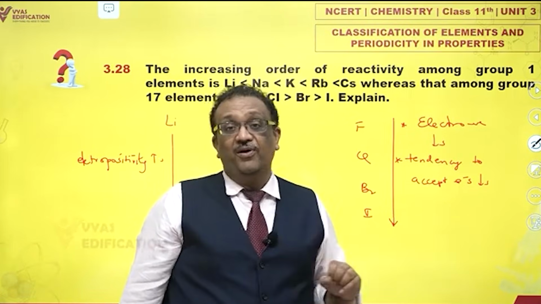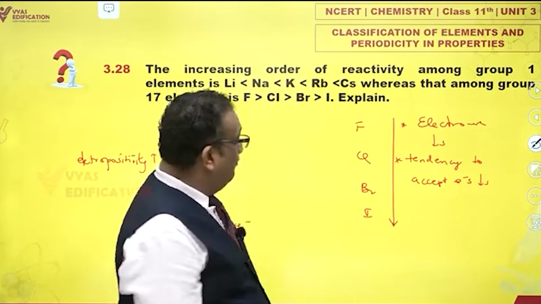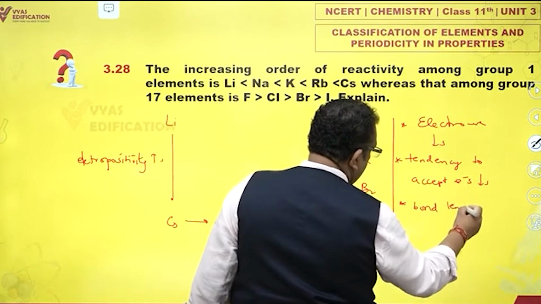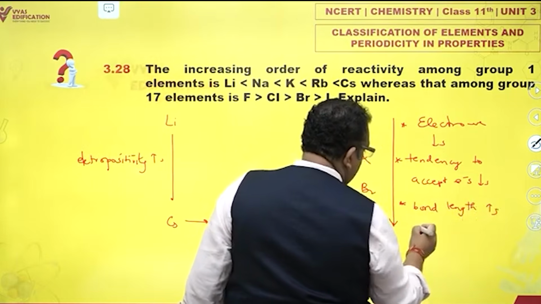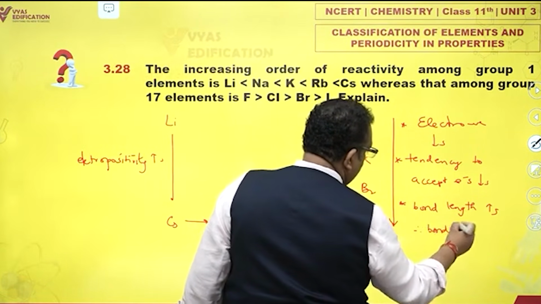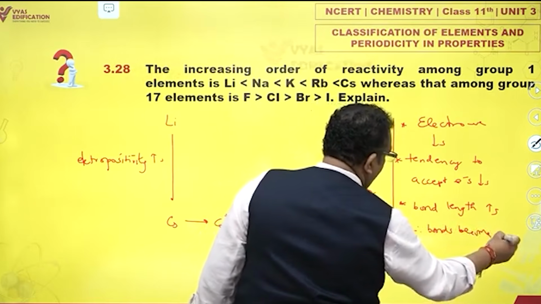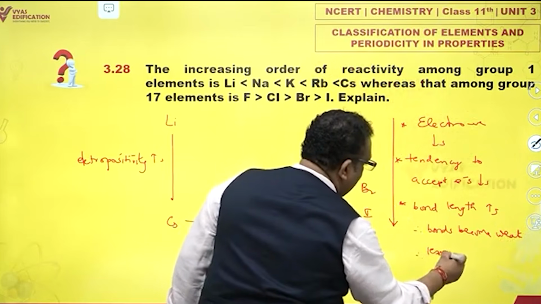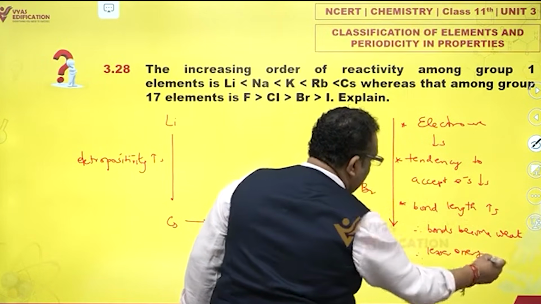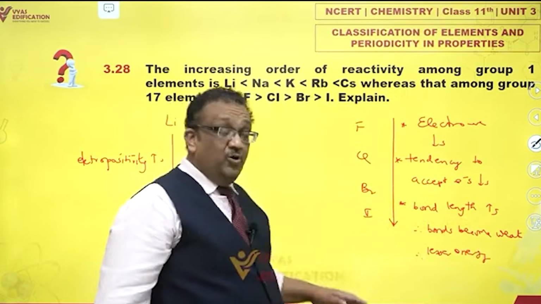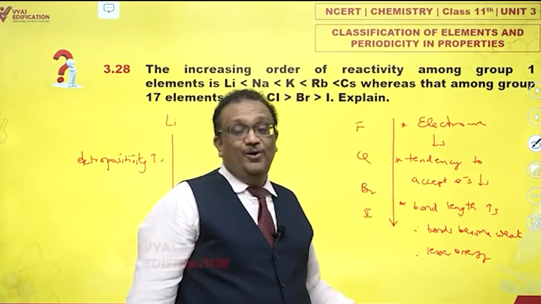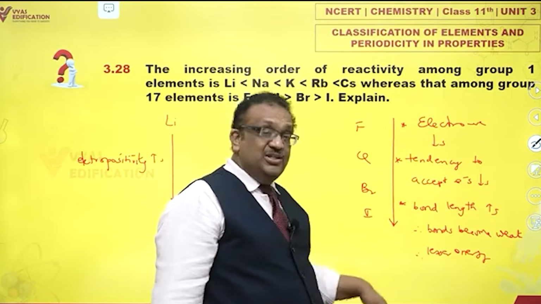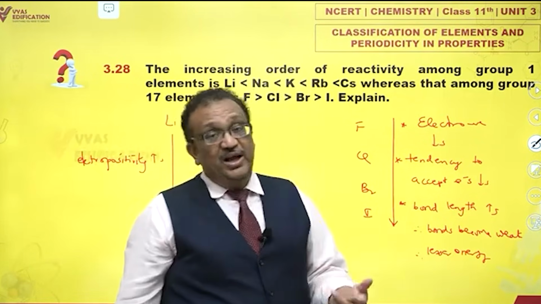And the most important factor is the bond length. Bond length increases. Therefore, bonds become weaker, with therefore lesser energy released during bond formation if you are moving down the group. So when it comes to covalent bonds, you find lesser and lesser energy is released if you are moving down the group. That is why reactivity decreases.